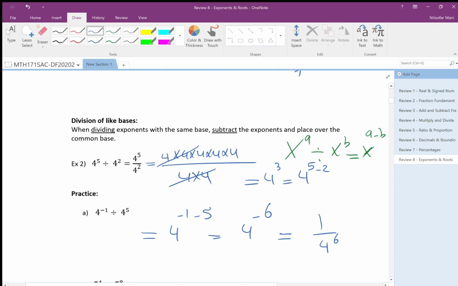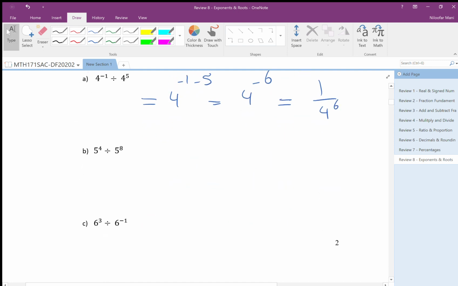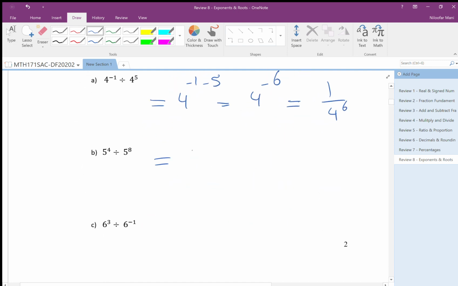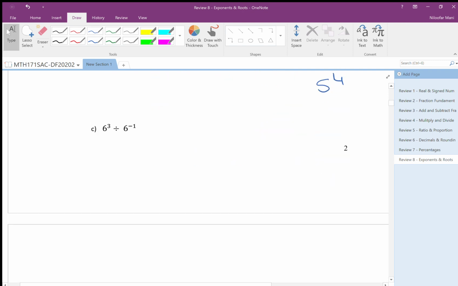I just move the one with negative exponent. How about this one? So 4 power minus 8, which is 5 power minus 4, which is 1 over 5 power 4, if I want to show it in positive. If not, you can just leave it.